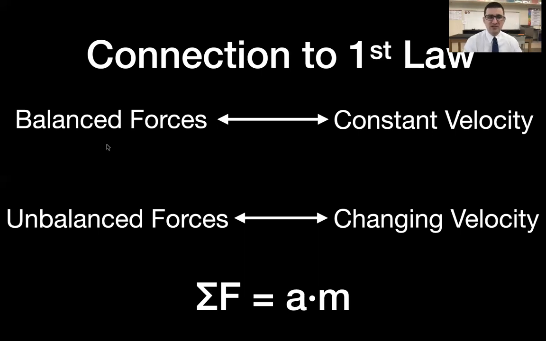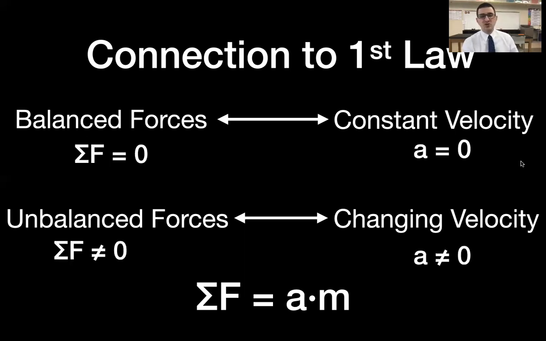So here, the sum of the forces is 0. So we're going to get a 0 acceleration. That's constant velocity. Here, the sum of the forces is not 0. So we're going to get a changing velocity, which is a non-zero, positive or negative, acceleration. So we can see that Newton's second law, the FAM law, is basically just a numeric quantification. It's a way to put numbers on the concept that was laid out in Newton's first law.